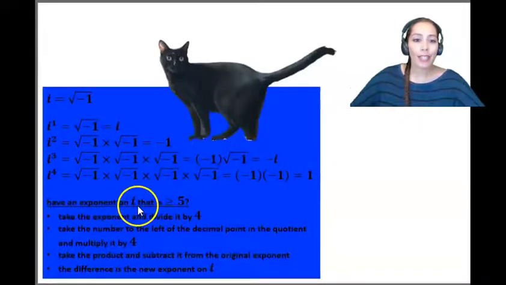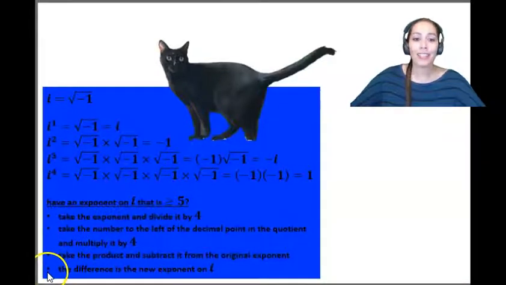If you have an exponent on i that is greater than or equal to 5, follow these steps. First, take the exponent and divide it by 4. Then take the number to the left of the decimal point in the quotient and multiply it by 4. Then take the product and subtract it from the original exponent. The difference is the new exponent on i.